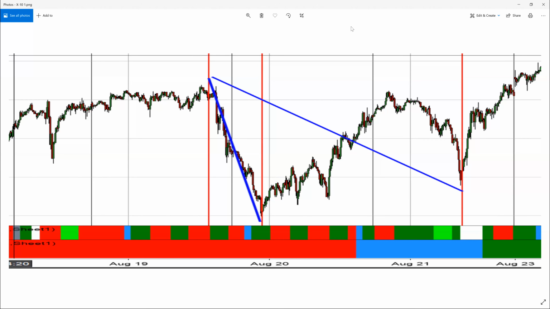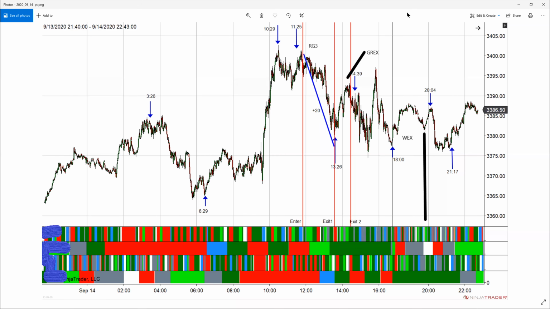I'm going to move into 3 more charts that are going to show some of the days where we had multiple setups, so you can see how they all look on a particular day. Here's one chart from September 14th. This is a real nice trading day with multiple setups.